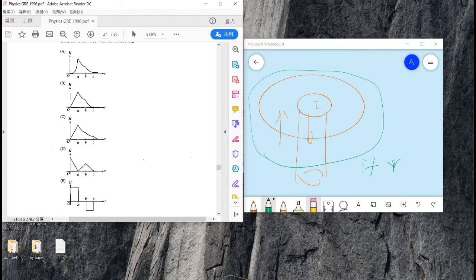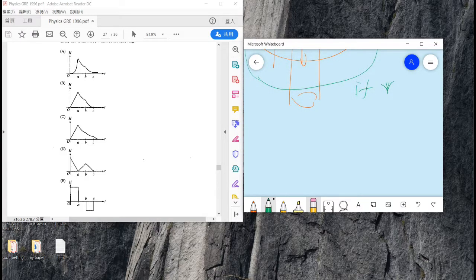Also we can compute the magnetic field in this region. So basically B times 2 pi r equals mu naught I times pi r squared divided by pi a squared. So we know that B is proportional to r, so B is linear from 0 to a. B is the only answer.